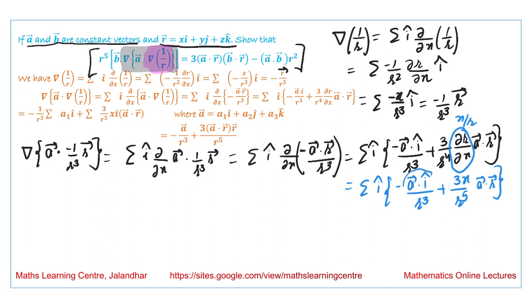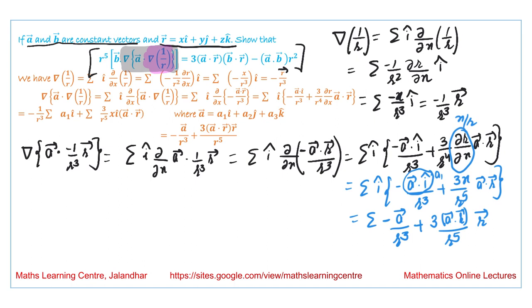Now what is a vector dot i cap? This will give us a1. We are having this term over here, so we get this is equal to sigma a1 i cap. So when this i cap is multiplied over here, when we have taken the sum, we will get minus a vector over r cube plus 3 times a vector dot r vector divided by r to the power 5, and it is sigma xi. This will give us the value, its value is r vector.